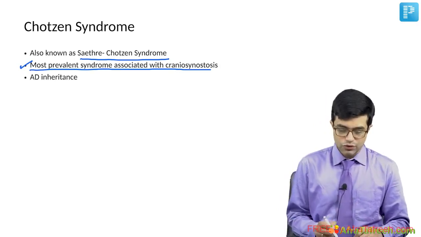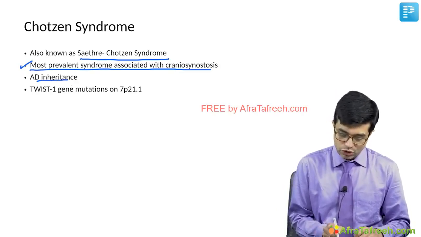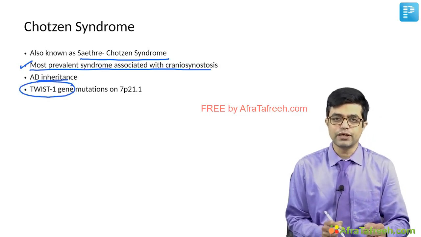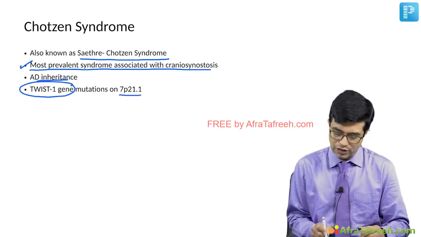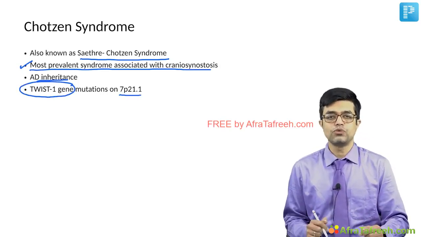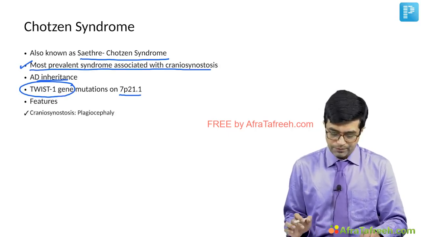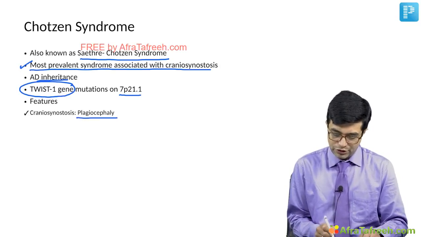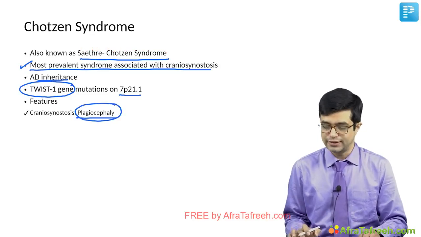It shows an autosomal dominant inheritance, and the gene mutation is TWIST1 gene mutation. Normally you have fibroblast growth factor receptor mutations, but here it is the TWIST1 gene present on the short arm of chromosome 7, location 21.1. The features of Saethre-Chotzen syndrome include craniosynostosis. Mostly we find unilateral plagiocephaly, so one-sided asymmetric flattening of the skull is seen.